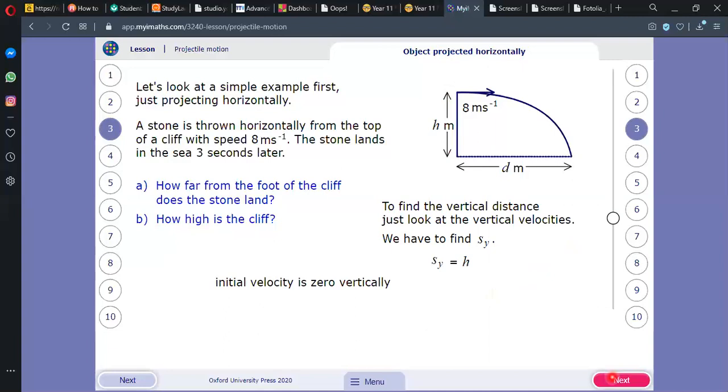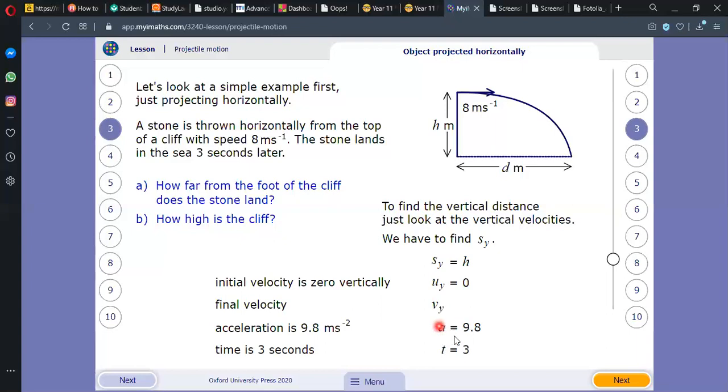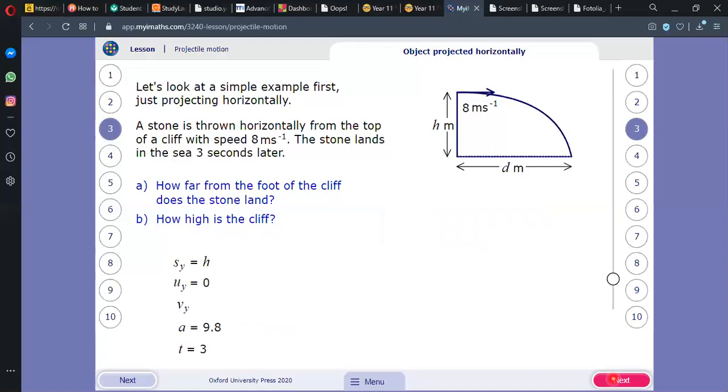Initial velocity is 0 vertically. I mentioned that already. So uy is 0. The final velocity is vy. We need to find it. And then acceleration due to gravity. Because we are already considering the vertical distance, there has to be an acceleration due to gravity, g equals 9.8 meters per second squared. Time is 3 seconds. You can also call it a, but then we just put the value that we are using. So these are the parameters and the values that we have.